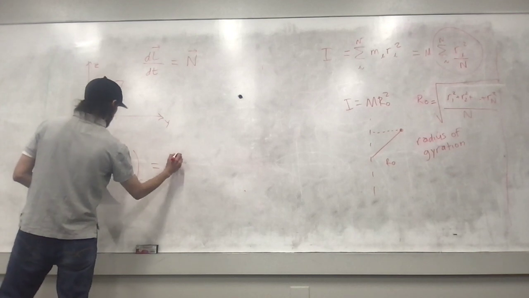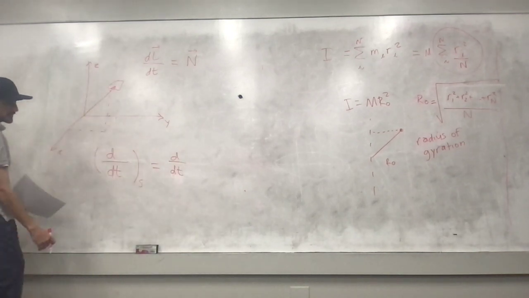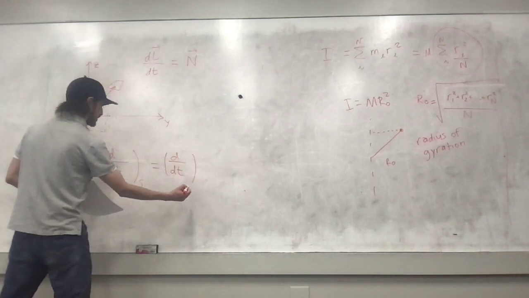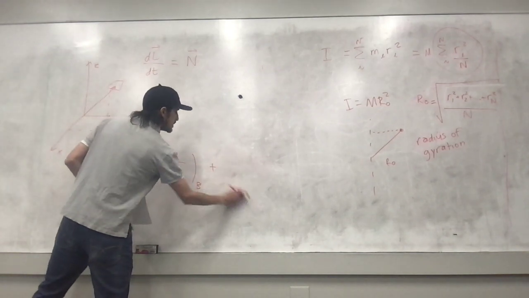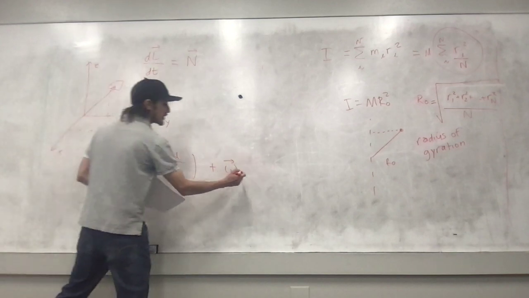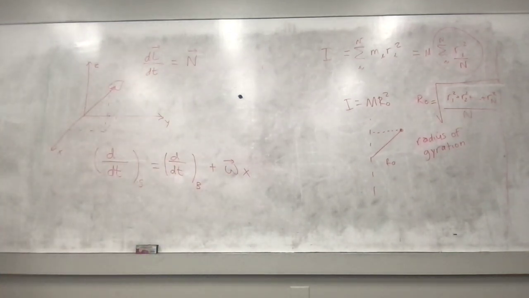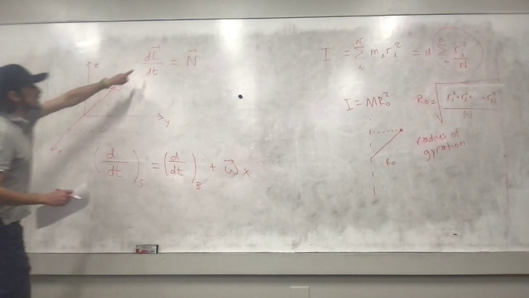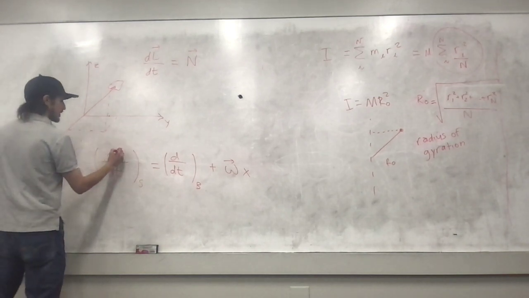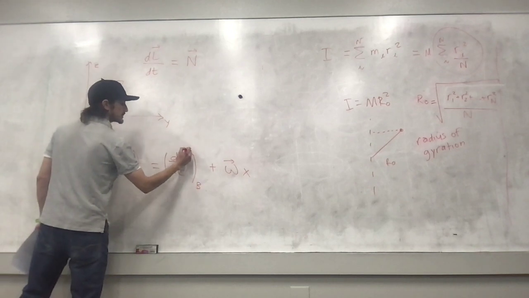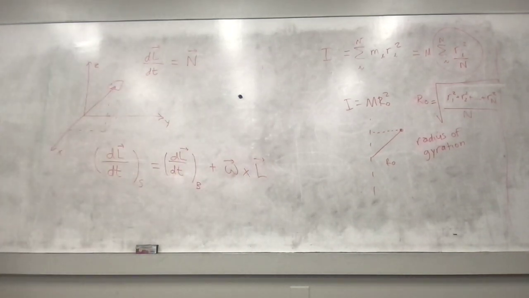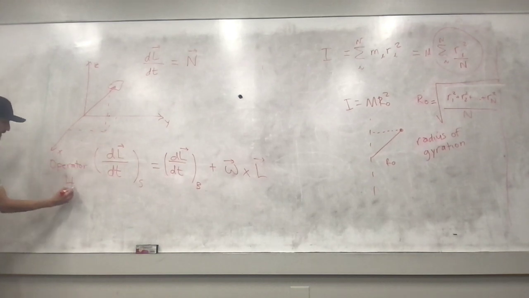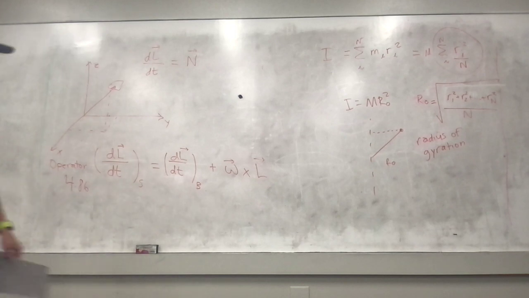is going to be the derivative of that same quantity, but in the body system of reference, plus the angular velocity vector cross whatever you're operating on. So you can operate on the angular momentum, and then you will get your L over here, and L over here. This doesn't have a name, so I just call it operator 486 because it's equation 486 in the book.